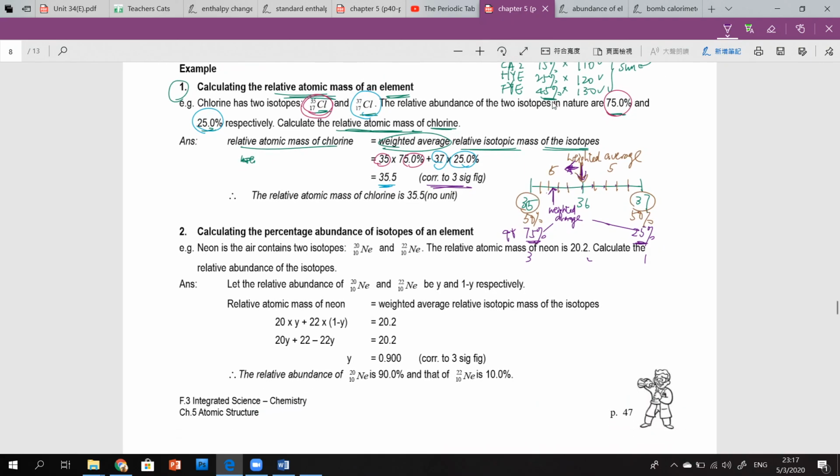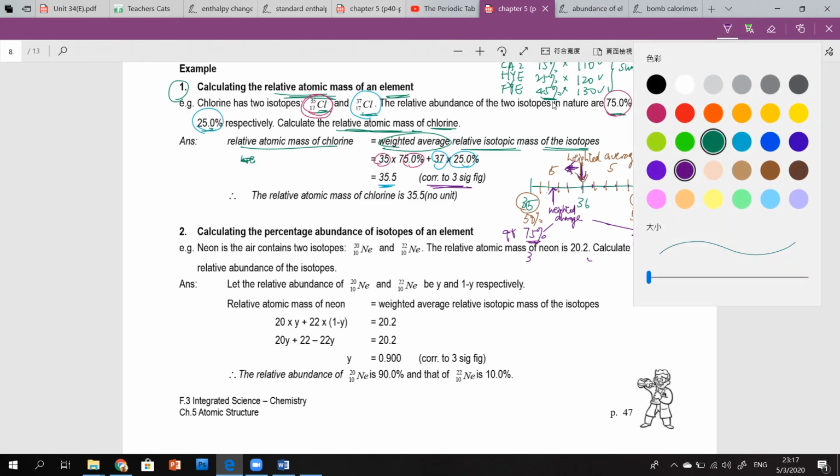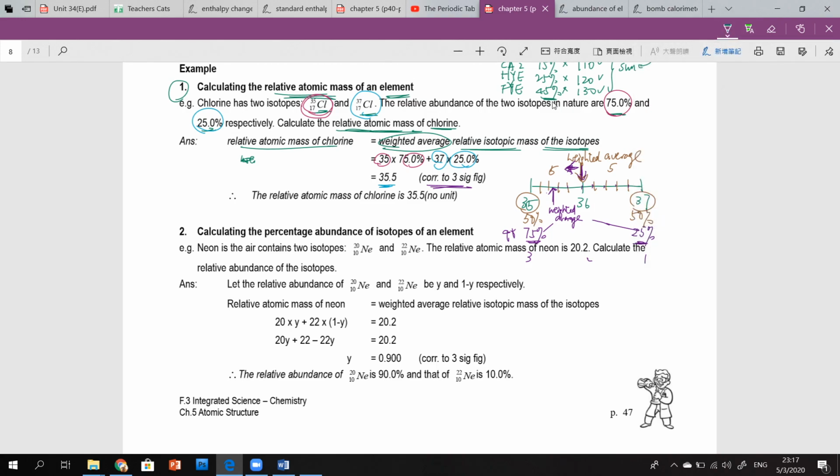Question 2, you are going to do it in reverse. So we have got neon that has 2 isotopes, neon 20 and neon 22. Remember, you are going to use these 2 numbers because they refer to mass, atomic mass, relative isotopic mass. So the relative atomic mass is 20.2. You are going to calculate the relative abundance of the isotopes. Remember, you have got their own percentages. You add them together. Here comes 100%.